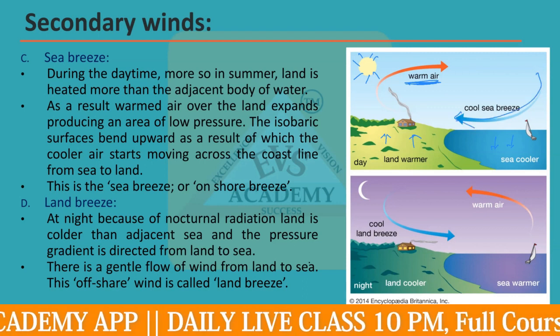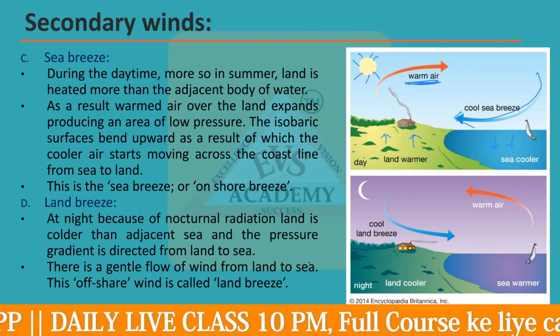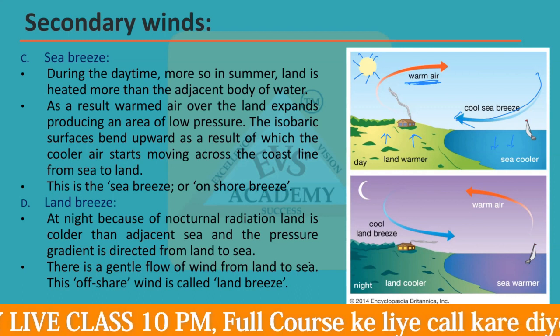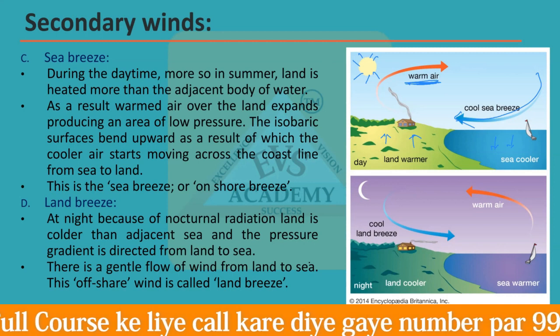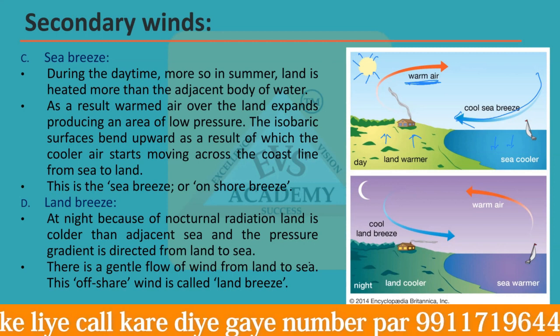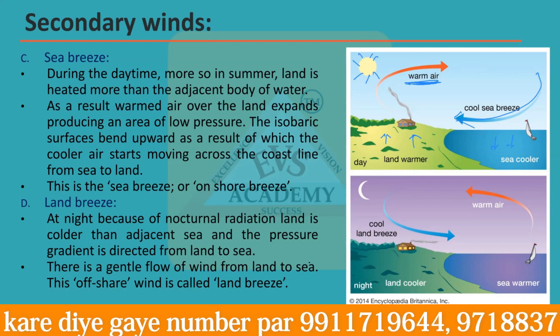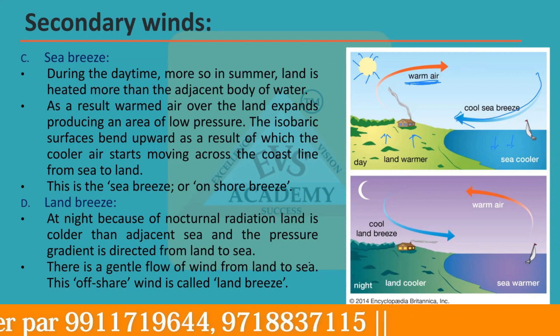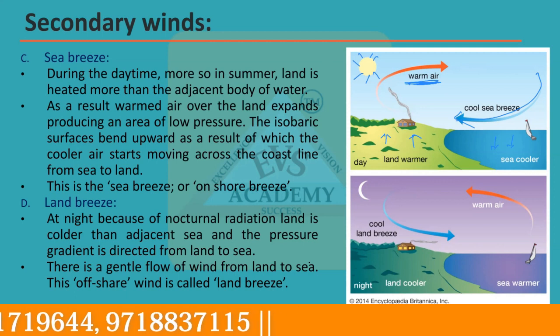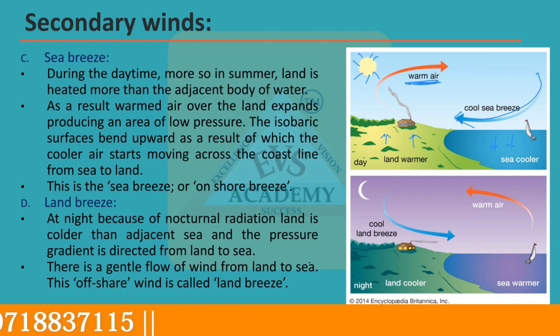During the daytime, more so in summer, land is heated more than the adjacent body of water. Why? Because the specific heat of water is very high as compared to land. So the resistance to temperature change is very high in the case of water. If resistance to temperature change is high, it does not heat up very quickly, and it does not cool down very quickly either.